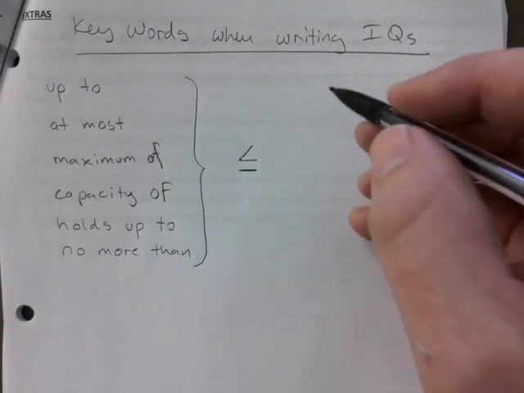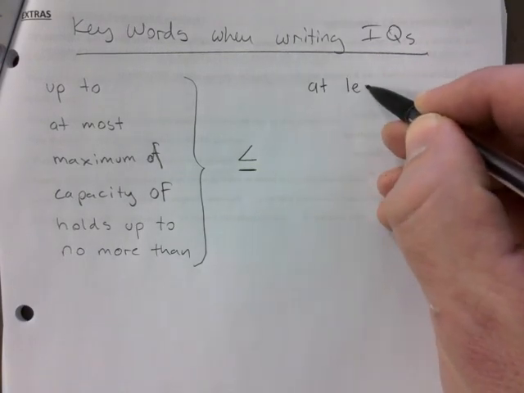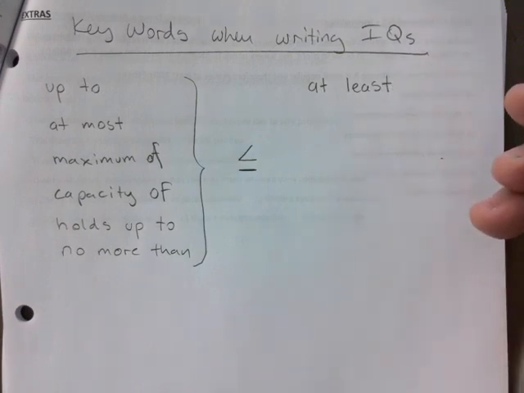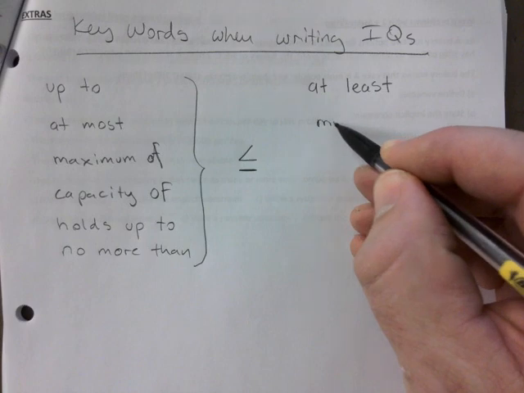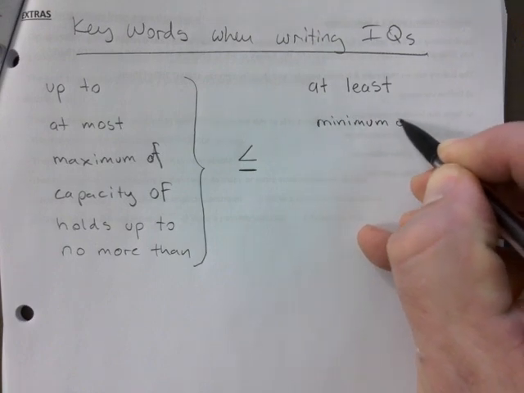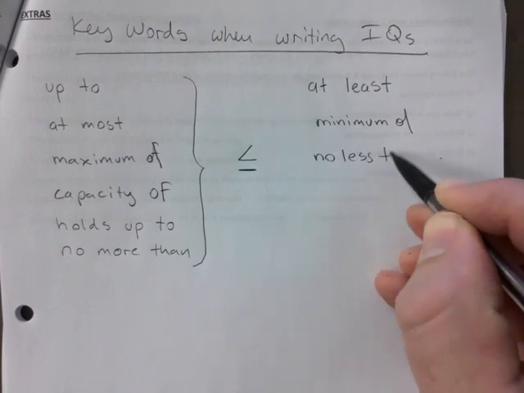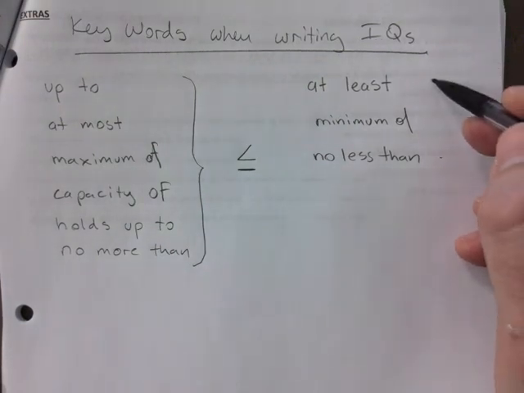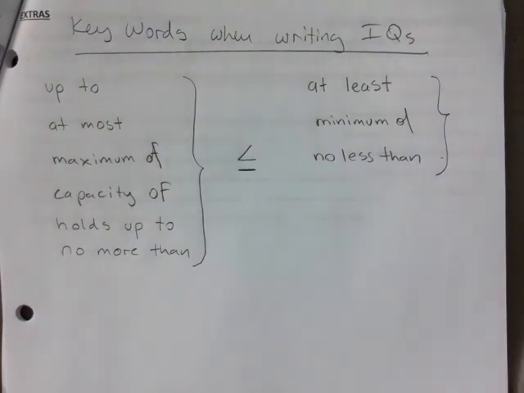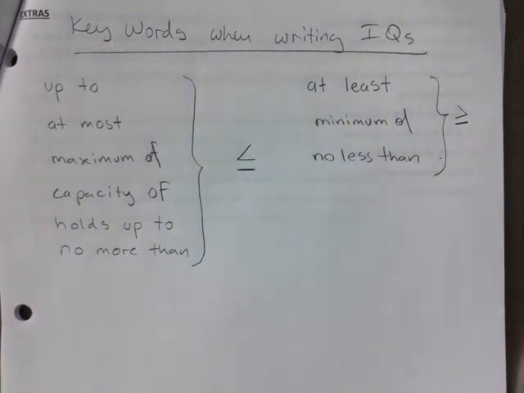Next, if you read these ones, this one is a shorter list. If you have to have at least 500 roses in a bouquet, or something like that, or a minimum of, or no less than, and maybe there will be more that are going to come up. We might add to this list. But if you have those words show up, you have to expect an inequality symbol that looks like that.